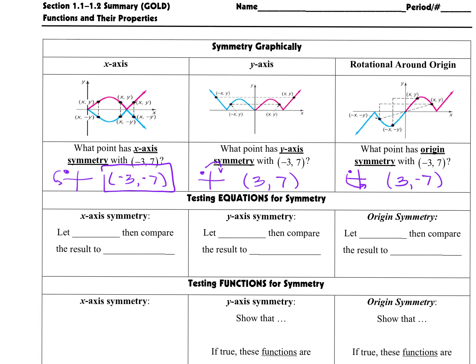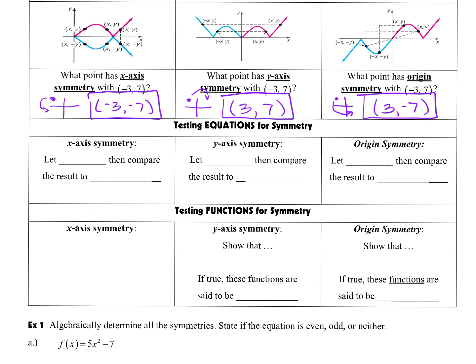So sometimes we will ask you to literally just tell us where the point with the appropriate symmetry is. What we're going to do, though, with these rules is continue applying this to finding some other algebraic tests. Eventually we are going to test equations for appropriate types of symmetry, and we're going to test functions for certain types of symmetry.